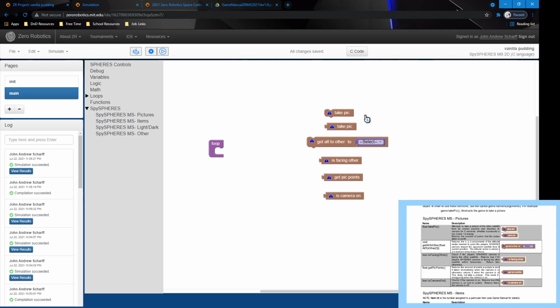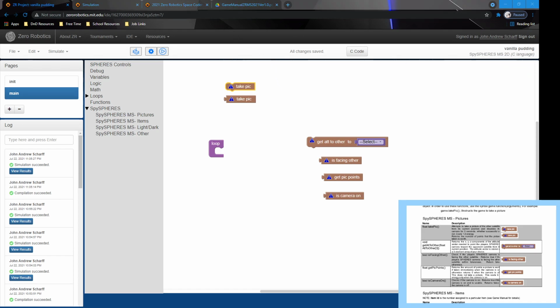So, without further ado, we'll get started with the most important one, actually taking pictures. You'll notice that these two both have take pic on them, but one of them has a little jigsaw thing and the other fits perfectly into this little loop. So this one, think of it like a function, like one of your pages. Basically, all this does is take a picture for you. It says in the game manual that it'll attempt to take a picture and then it'll disable the camera for 3 seconds. This also costs 1 energy, so keep that in mind.